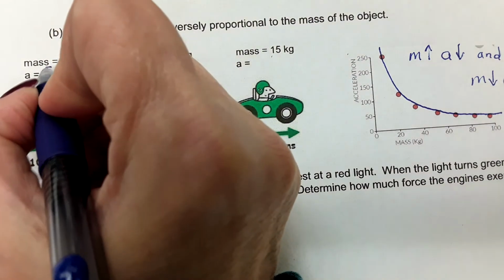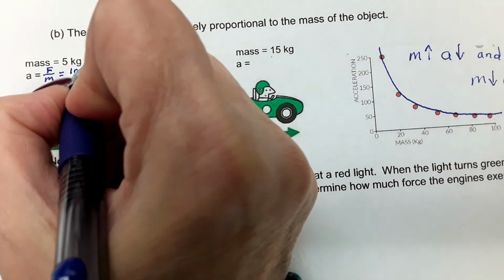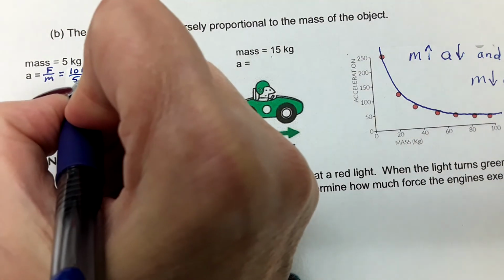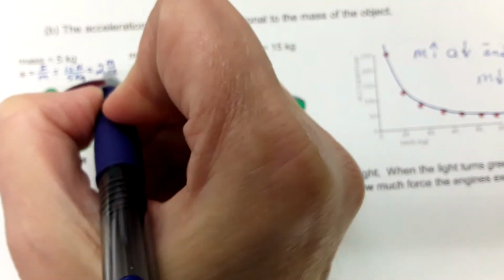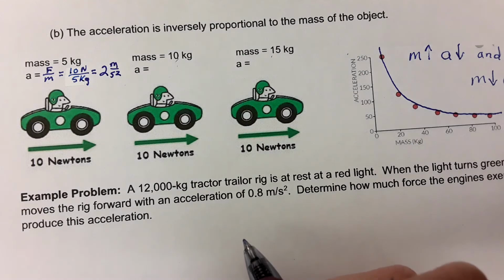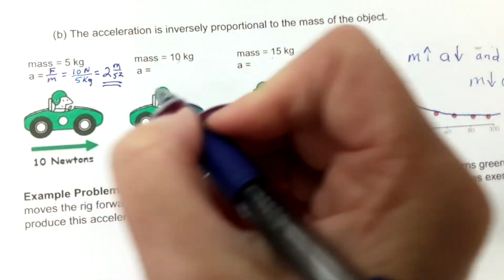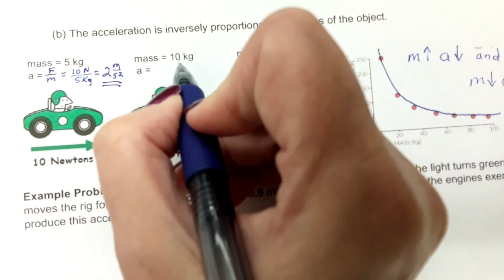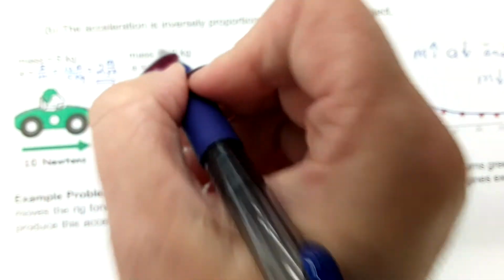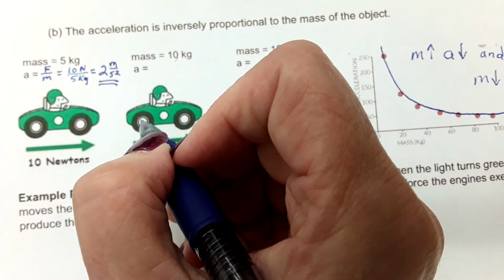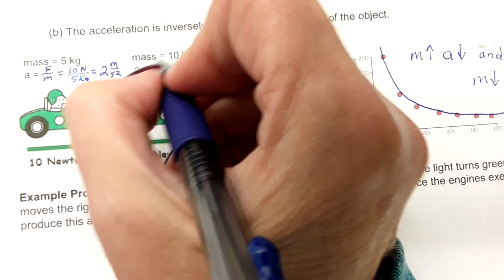All right, so force divided by mass, that's going to be 10 newtons over 5 kilograms. So that's going to be 2 meters per second squared, just like it was on the other page. So there we have 2. But now we're going to double the original mass of 5. So what's that going to do to the acceleration?